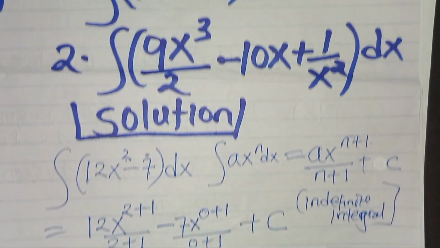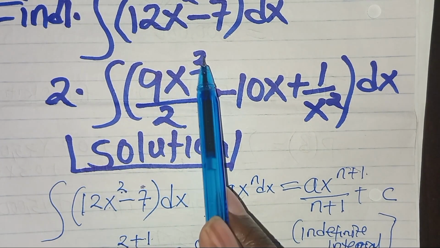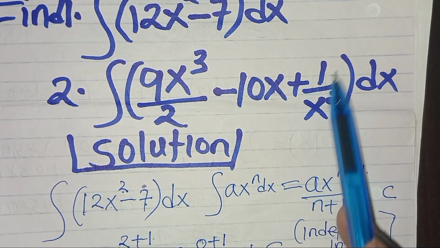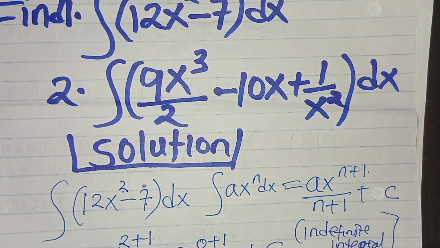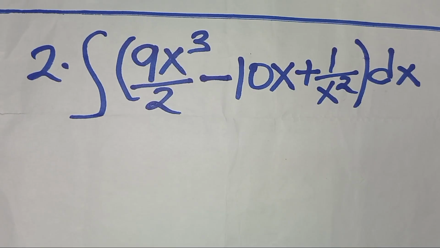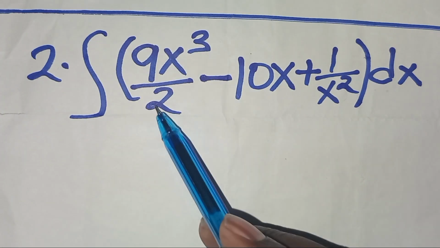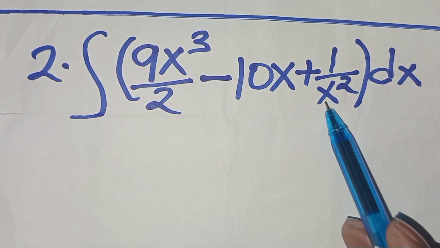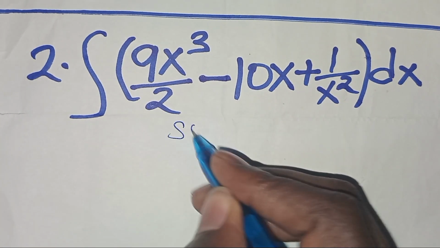So let's solve the second integral, which is the integral of 9x to power 3 divided by 2, subtract 10x plus 1 over x squared dx.